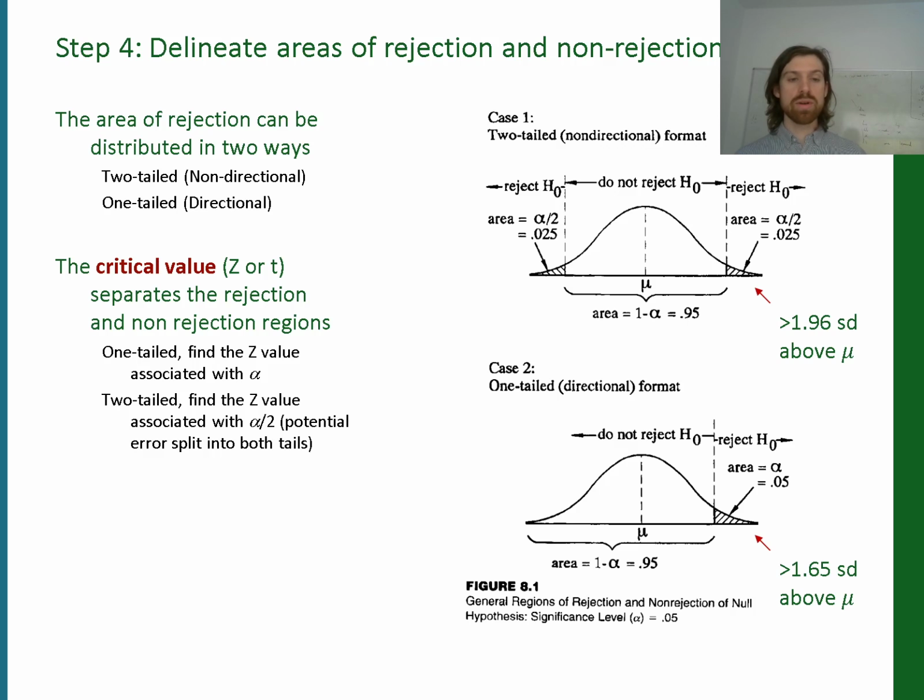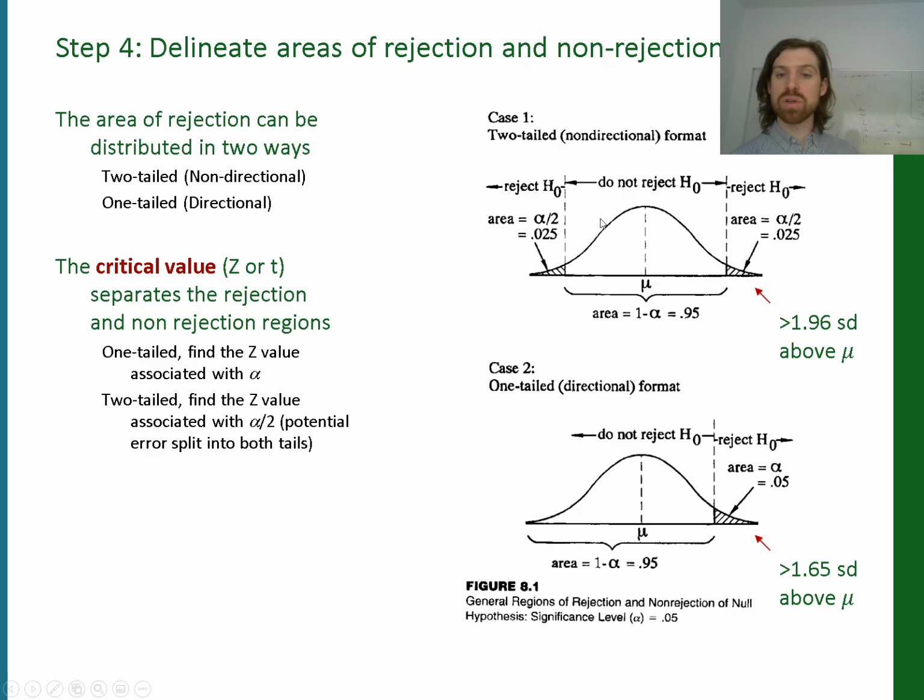Okay, the critical value, Z or T, separates the rejection and the non-rejection zones. So one-tailed, we need to find the Z value associated with alpha, and two-tailed, we find the Z value associated with alpha divided by 2, because the error is split into both tails. Okay, so I hope that's clear.